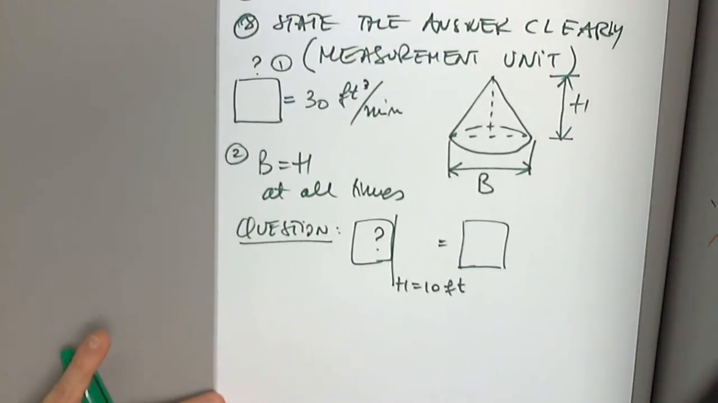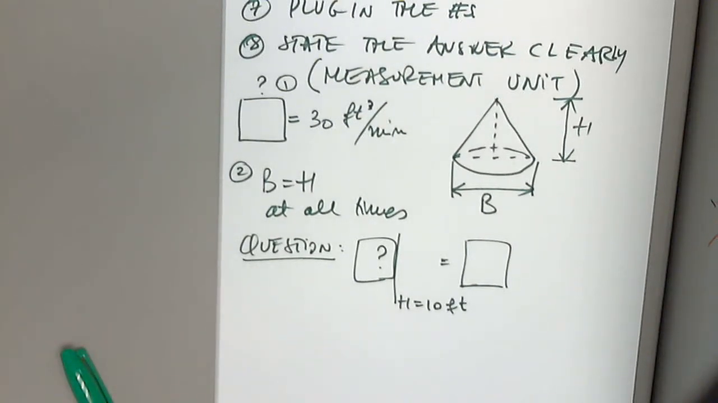Let's read the problem one more time. So we're dumping sand from a conveyor belt, and the pile that is created is in the form of a cone. That's the shape of a cone. And the base diameter and the height of the cone will always stay the same. The volume will increase, but the length of the diameter and the height will always be the same. Now the question is, how fast is the height changing when the height is 10?